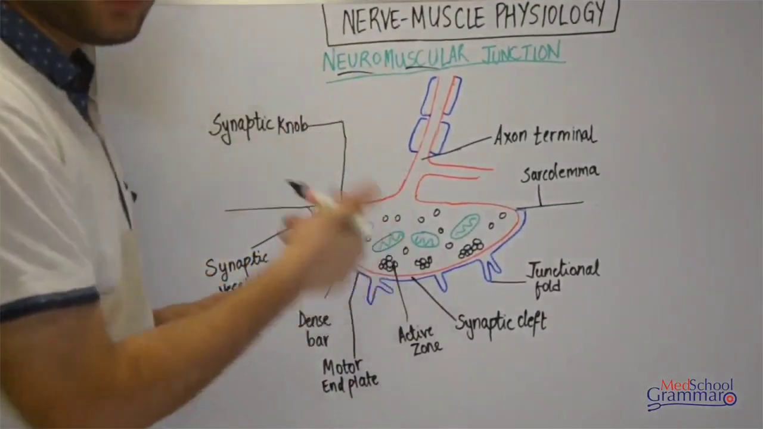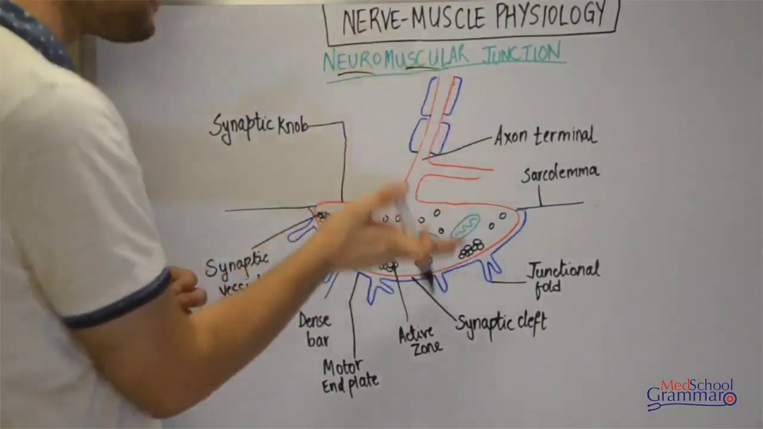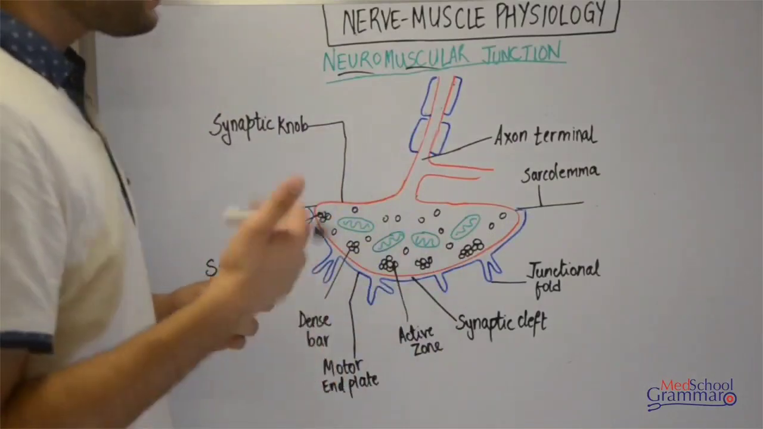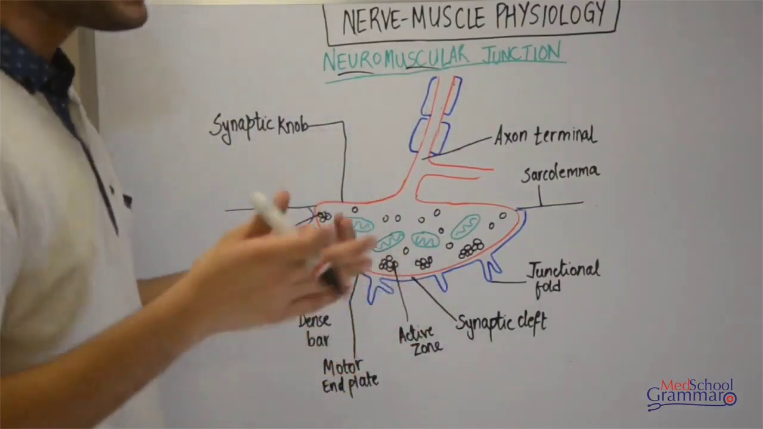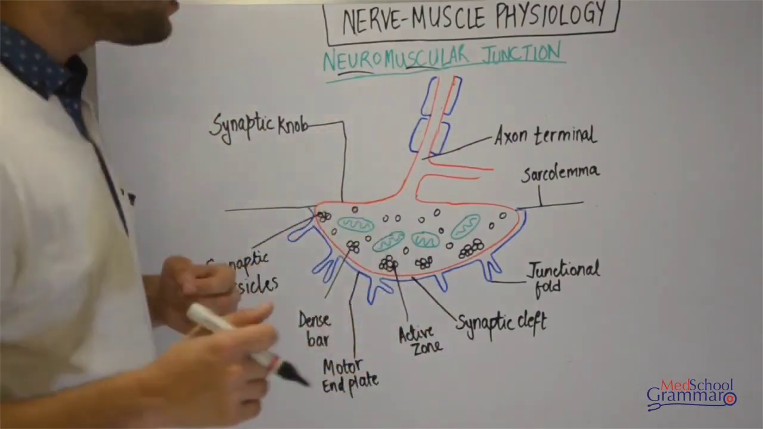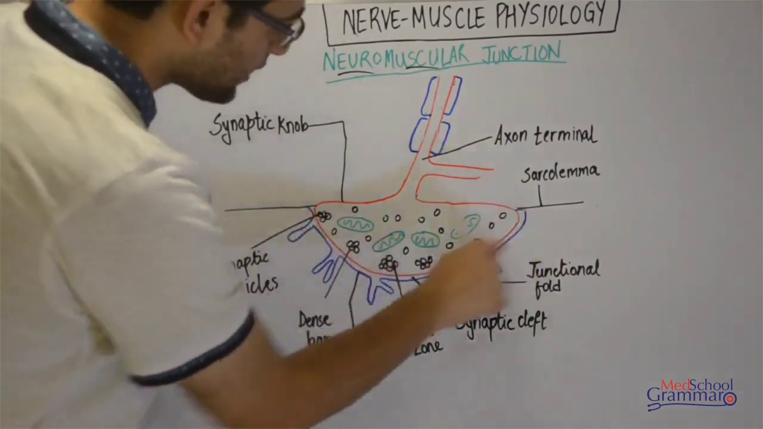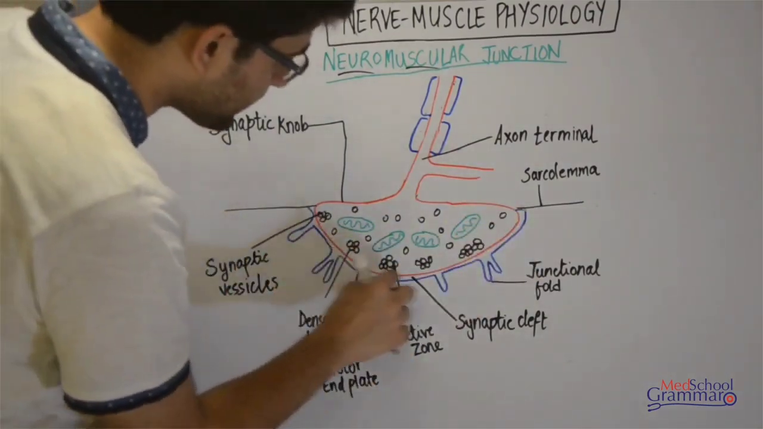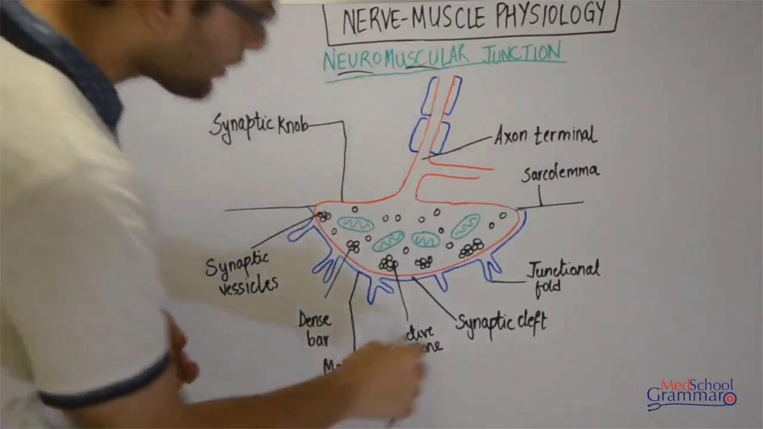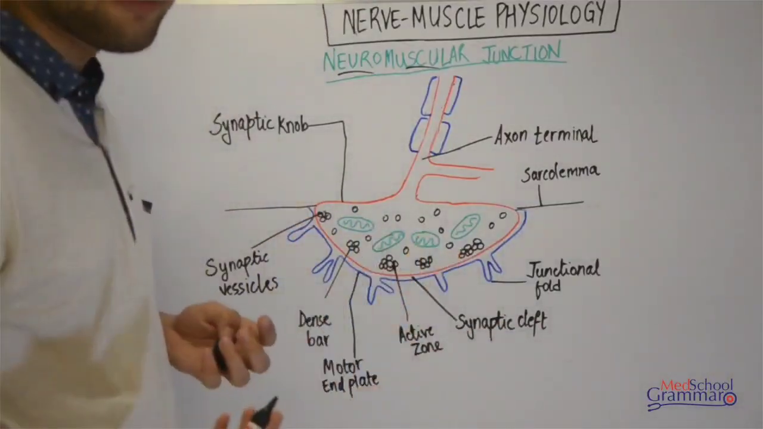The main components of the neuromuscular junction are presynaptic, synaptic and postsynaptic. I suppose you all know what a synapse is. That is a junction between two parts. So this is the synapse that takes place, and this part is the synaptic cleft.